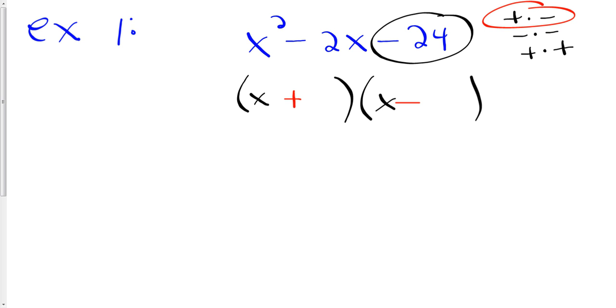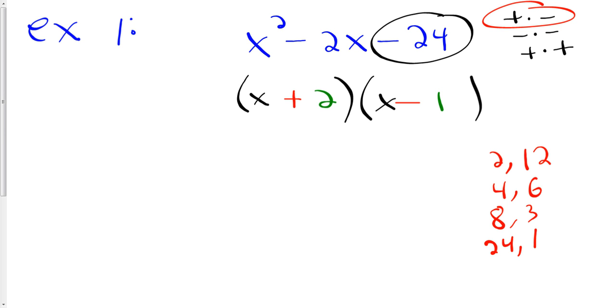Now we have to think about what numbers can multiply to 24. So somebody give me some numbers that multiply to 24. Sam. 2 and 12. So we have some other options. We have 2 and 12, 4 and 6, 8 and 3, 24 times 1. Okay, now, look at those numbers, guys. If I choose 2 and 12, let's just guess 2 and 12. 2 goes here, 12 goes here.